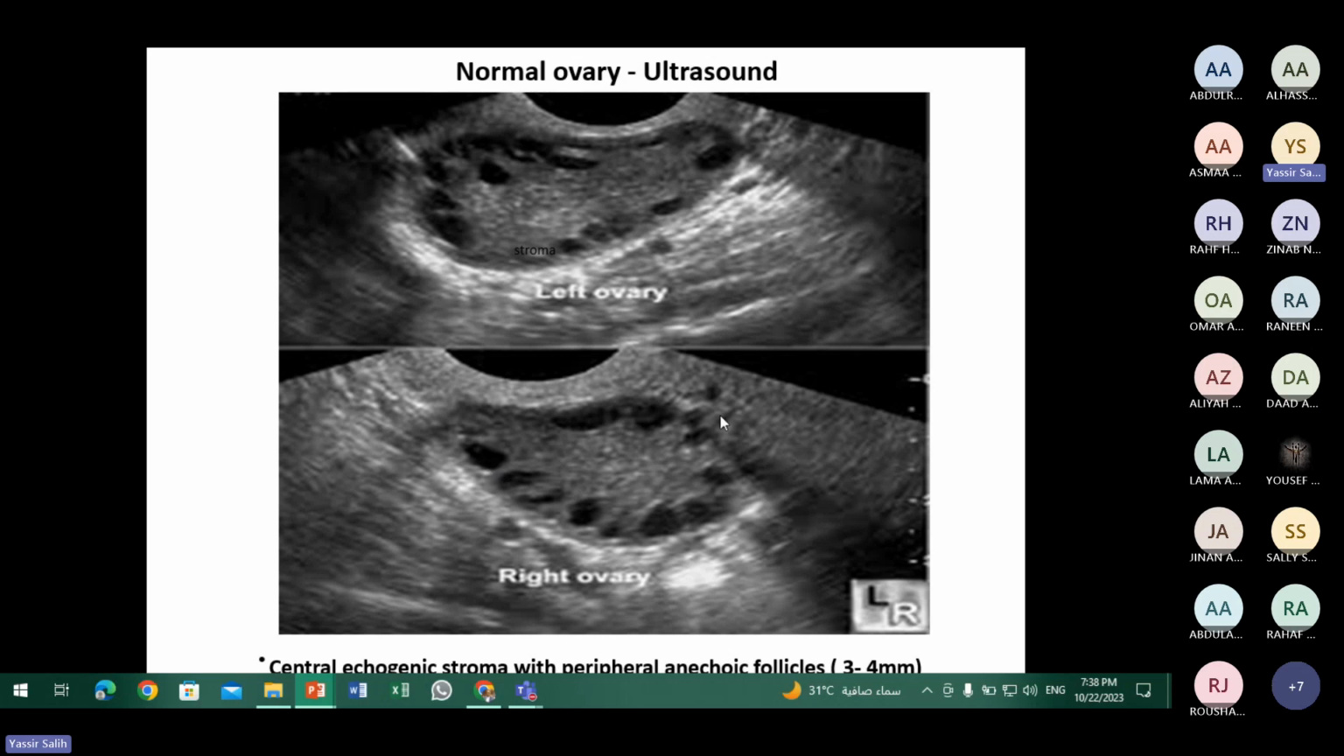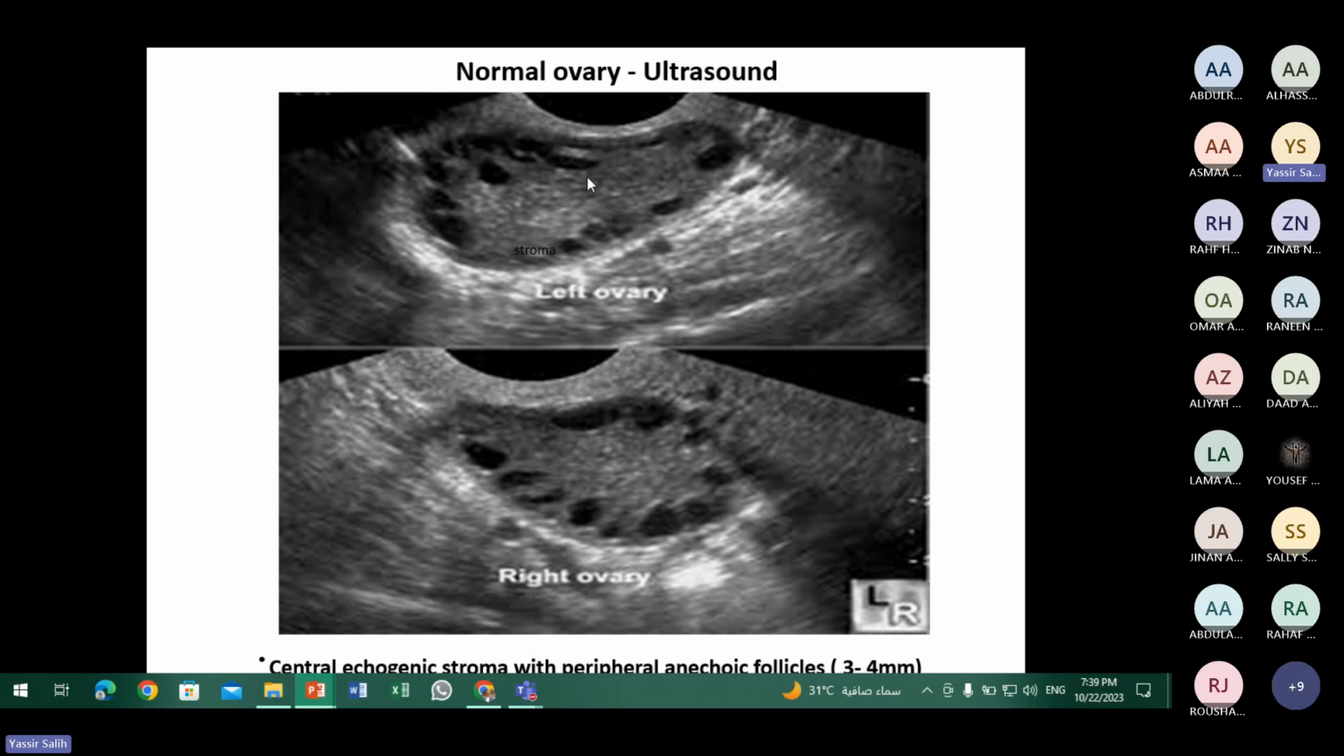They range in the periphery of the ovary. In the center, this is the stroma. The stroma appears hyperechoic, echogenic. The center part of the ovary is called the stroma, which is hyperechoic. And look at the follicles arranged in the periphery; usually the diameter of these follicles ranges between 3 to 4 millimeters.